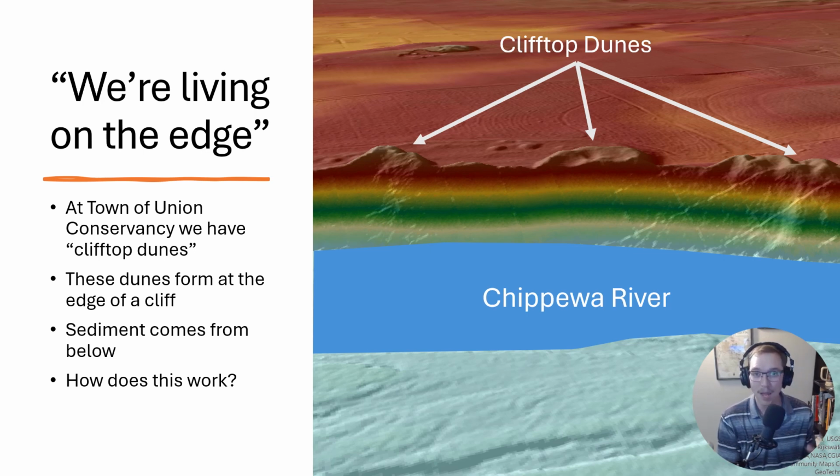Well, at Town of Union, we have what we call clifftop dunes. These are, as they're named, dunes that form on the edge of a cliff. Now, the sediment is coming from below. It's coming from those eroded banks. It's being deposited at the top of the cliff. It's not coming from inland or away from the river and moving towards the river. It's starting at the edge of the river and moving inland. So how does that actually work?